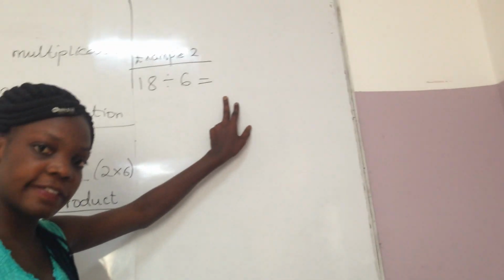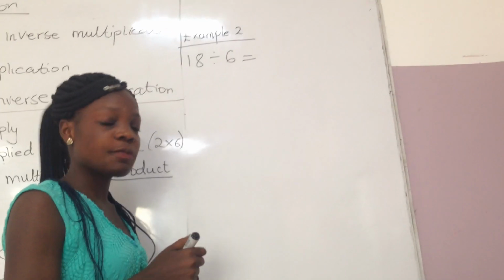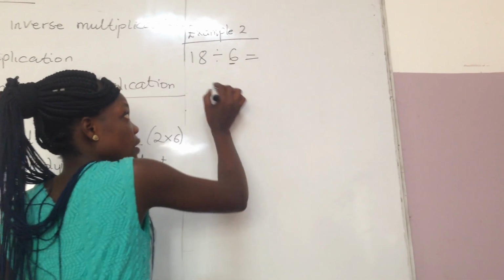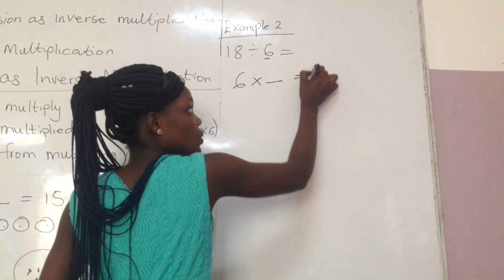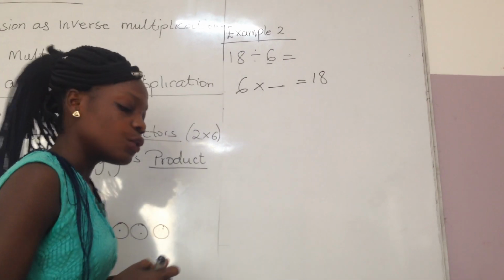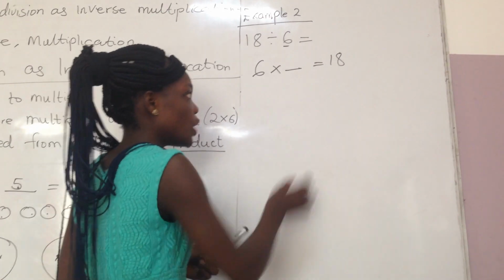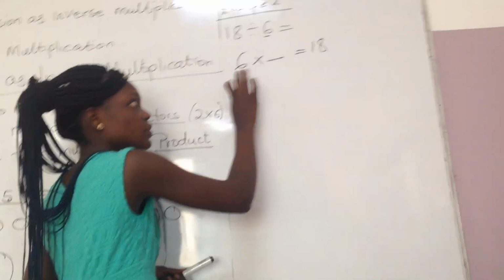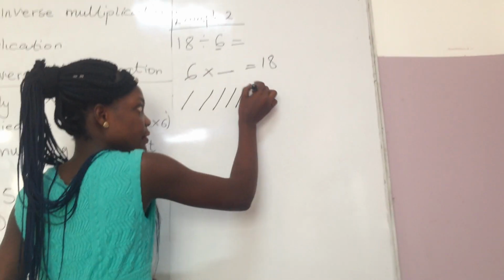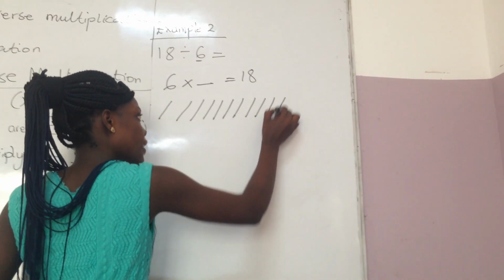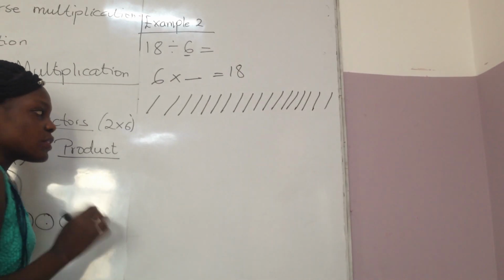Now let's move to the next example. 18 divided by 6 is equal to what? We don't know, so we are going to use inverse multiplication. The 6 will start first: 6 times what equals 18? What times 6 will give you 18? We have to look for it. That is when you share these 18 things among 6 people. So we have 1, 2, 3, up to 18, and you are sharing them with 6 people.